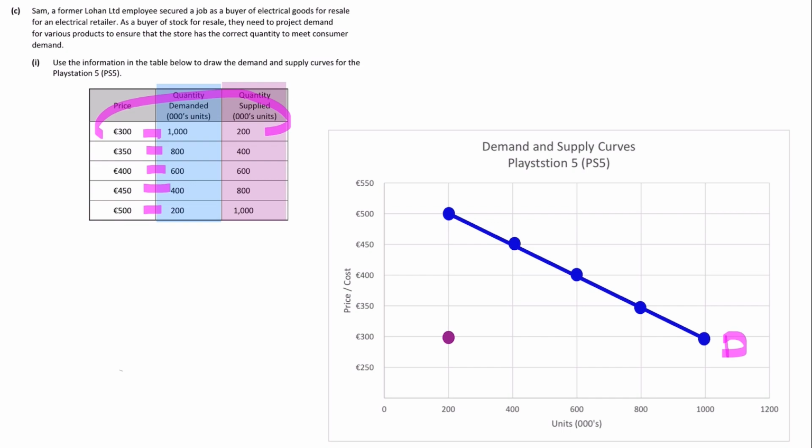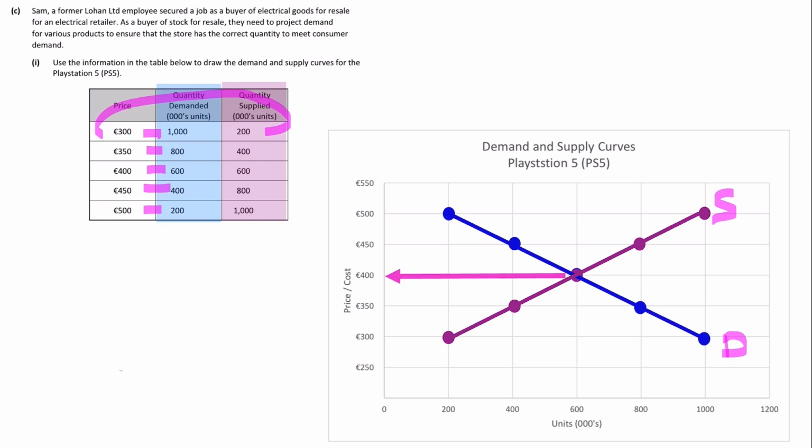When the price is 350, the quantity supplied is 400. When the price is 400, the quantity supplied is 600. When the price is 450, the quantity supplied is 800. And when the price is 500, the quantity supplied is 1,000. And so you can draw your line through that as well, and then you can label that the S for the supply curve.